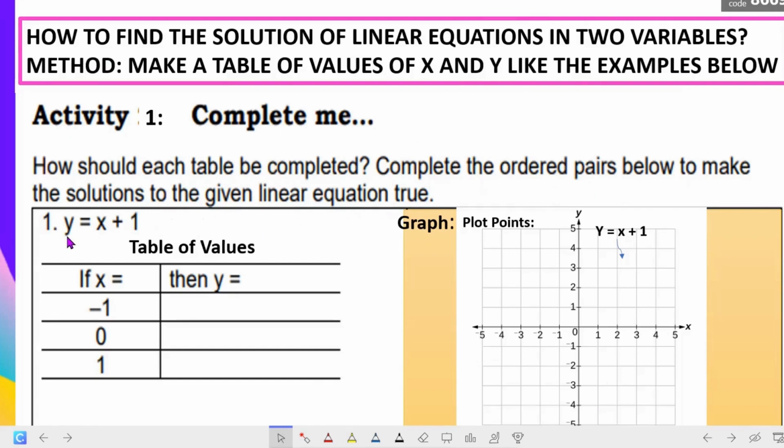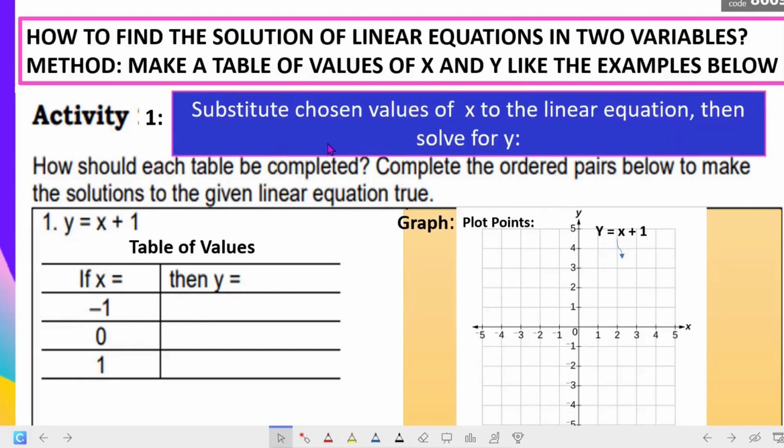The first equation is y equals x plus 1, and we will complete the table of values here. The values of x are already given, but if they are not given, you have to select some values for x and then solve for the value of y. Now, how do you solve for the value of y? We substitute chosen values of x to the linear equation, then solve for y. So this is the method.